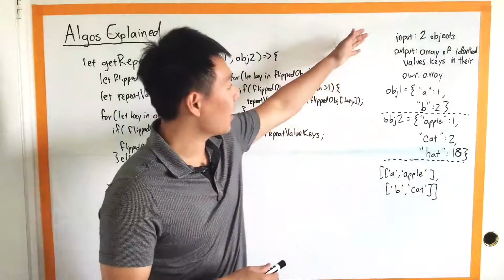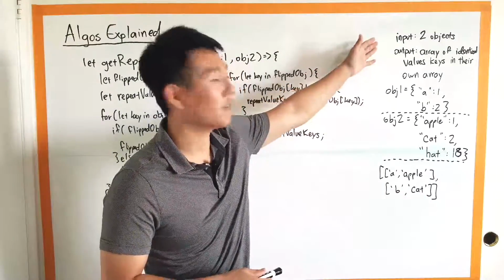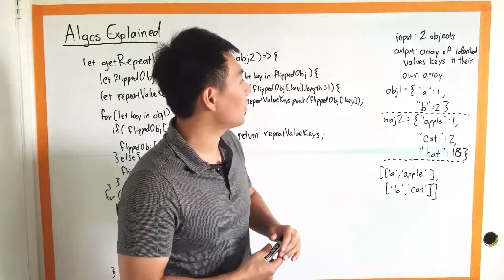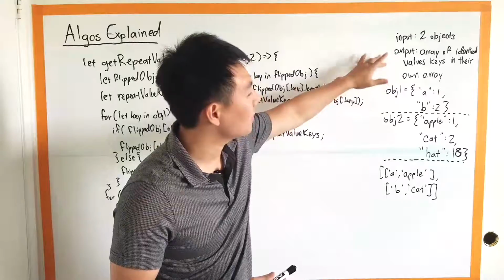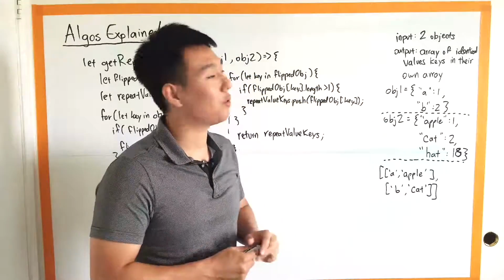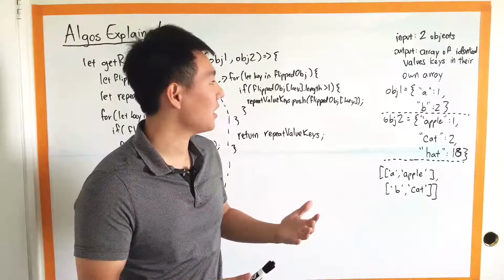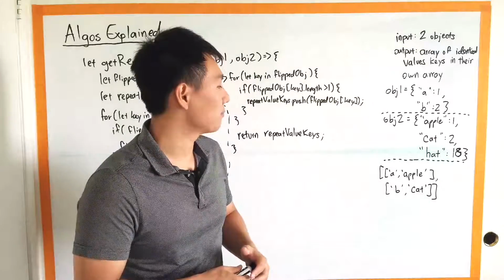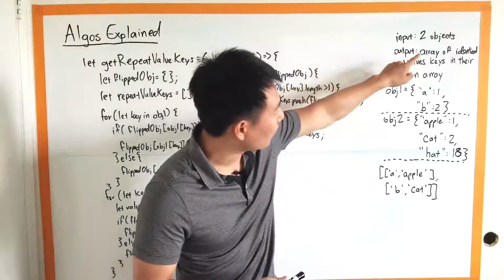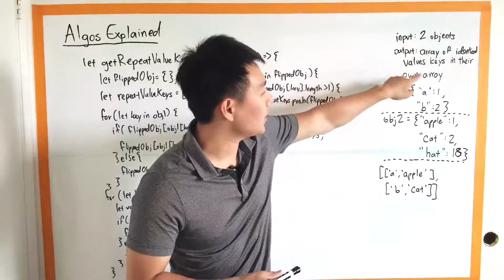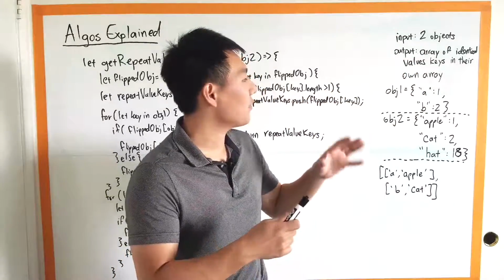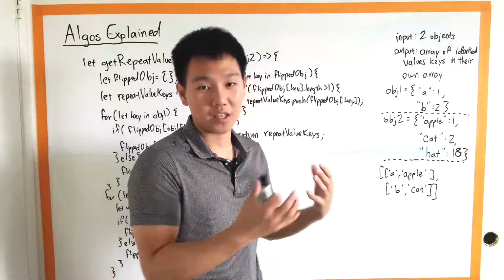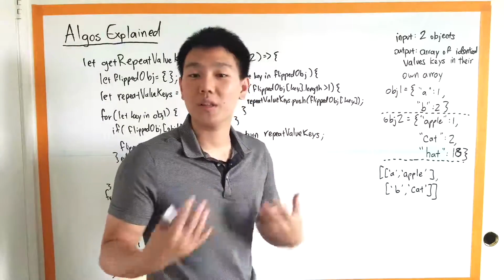But here it is. We're given two objects, that's the input, and the output is going to be an array of identical value keys in their own array. That's kind of a mouthful, but what it essentially means is an array of identical values' keys. In an object, there's keys and values. So if the values are the same, we want their keys. In our output, we want the keys, not the values.